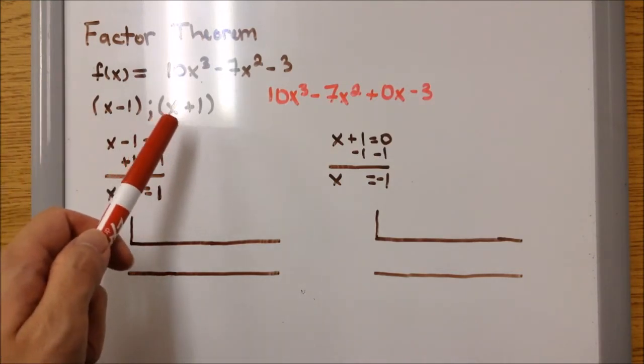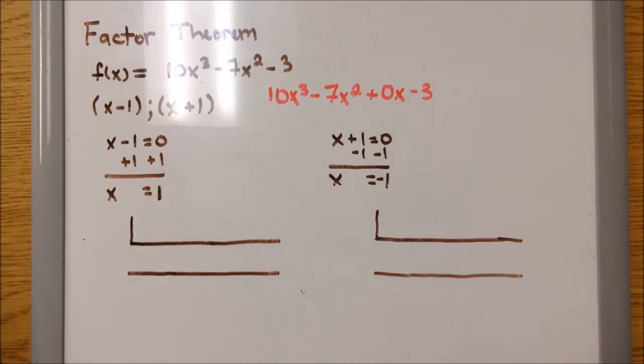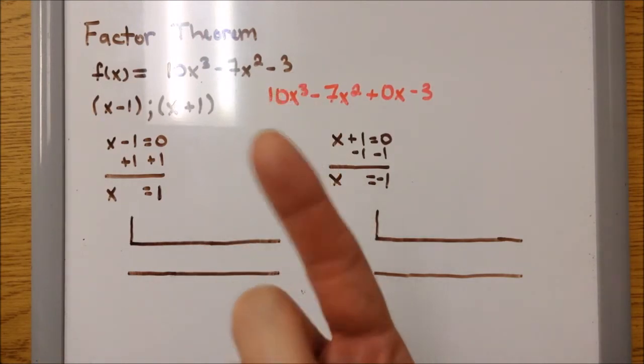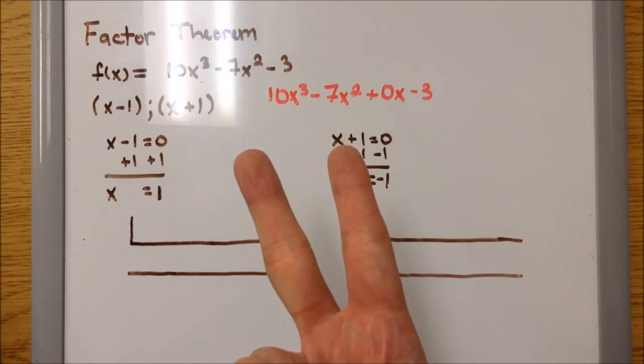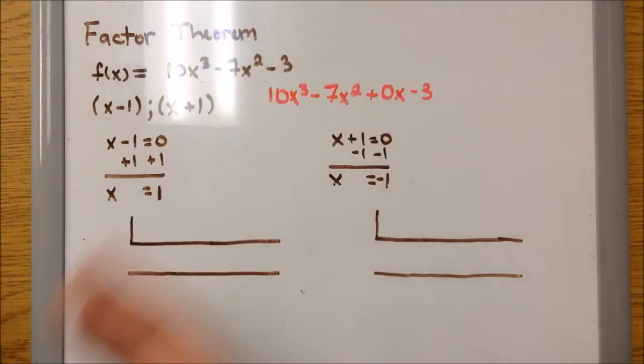Our question is to test out if x minus 1 is a factor and if x plus 1 is also a factor. So again, the possibility is one of them is a factor, or both of them are factors, or none of them are factors. So again, three possibilities.